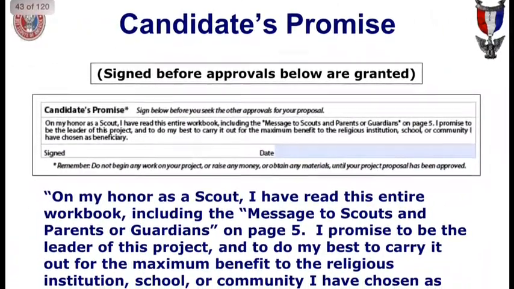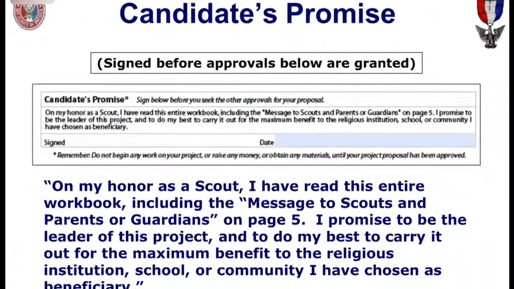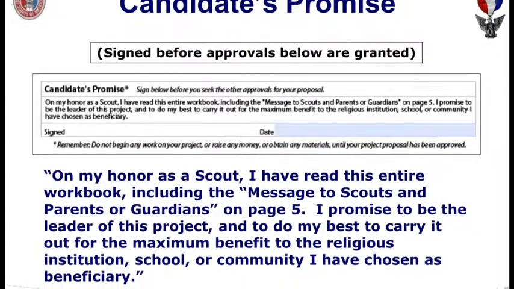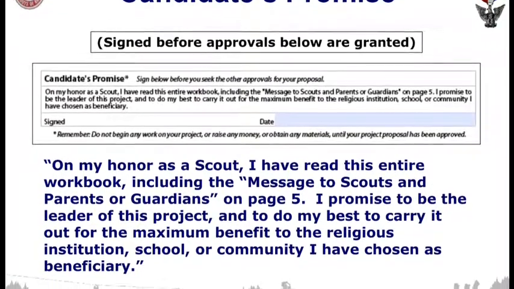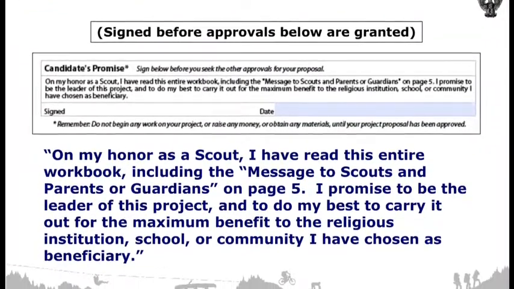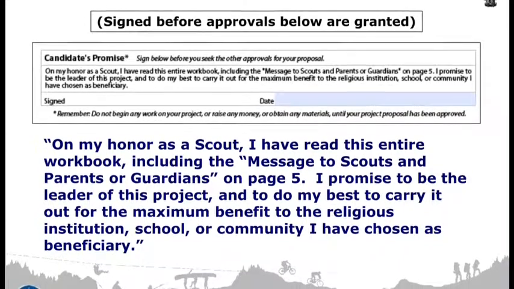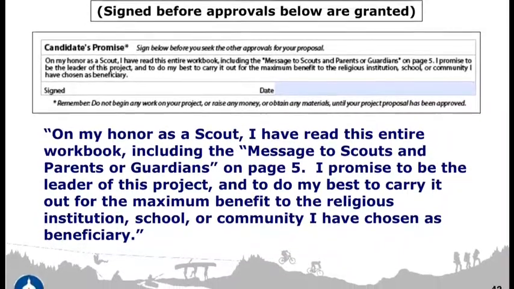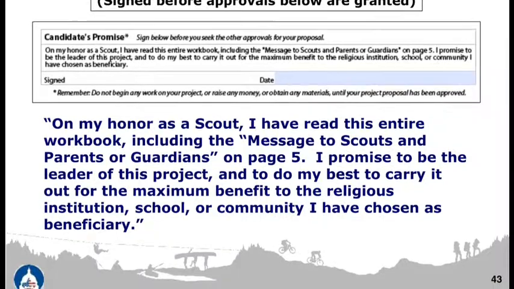Now it's time for review with your Life to Eagle coordinator and sign your candidate's promise. We want to do this after you're sure you've edited and beautified your plan to be acceptable to the following signatories.